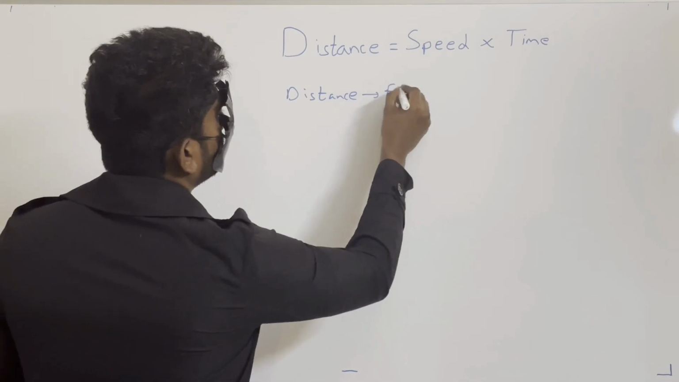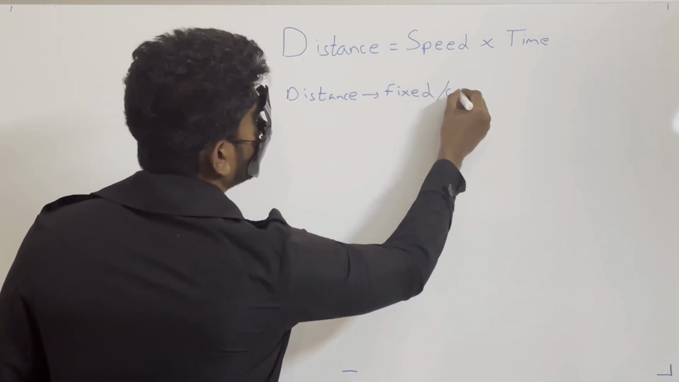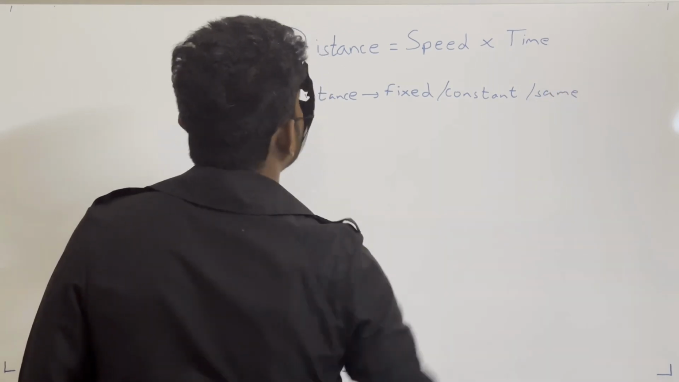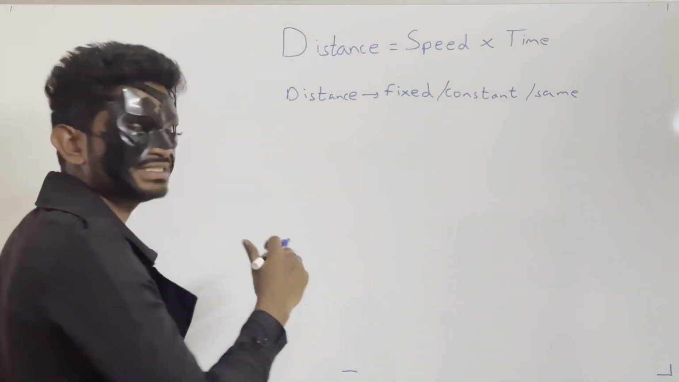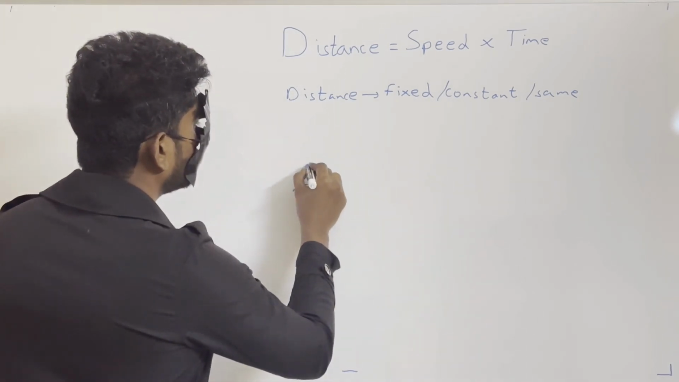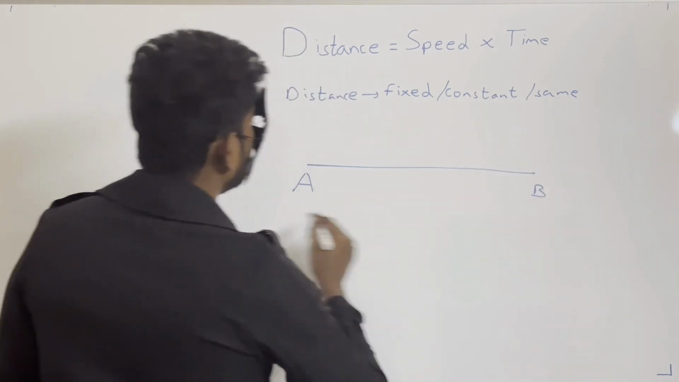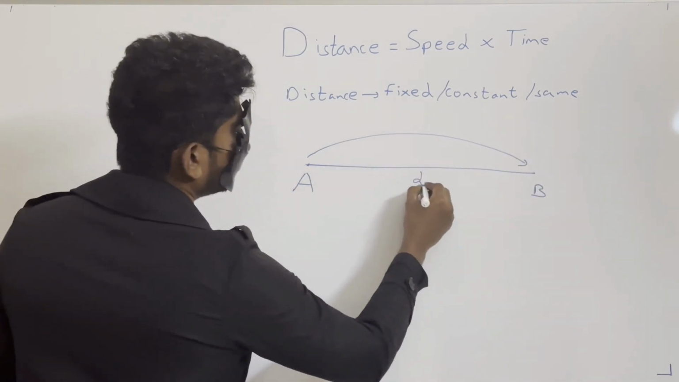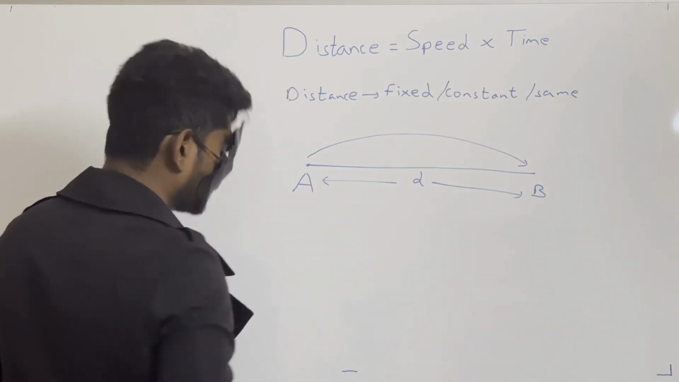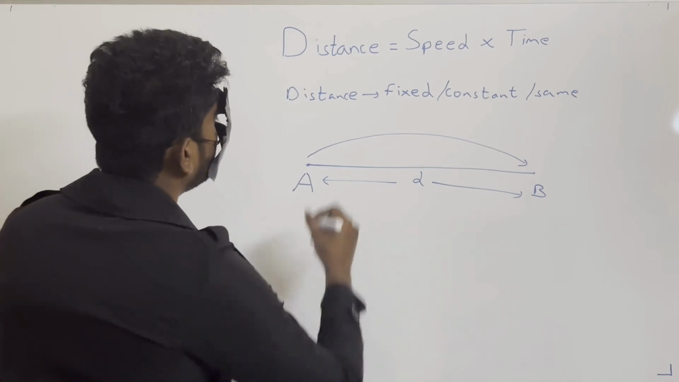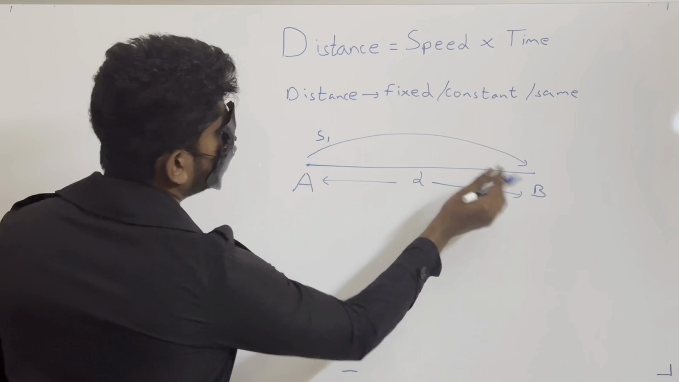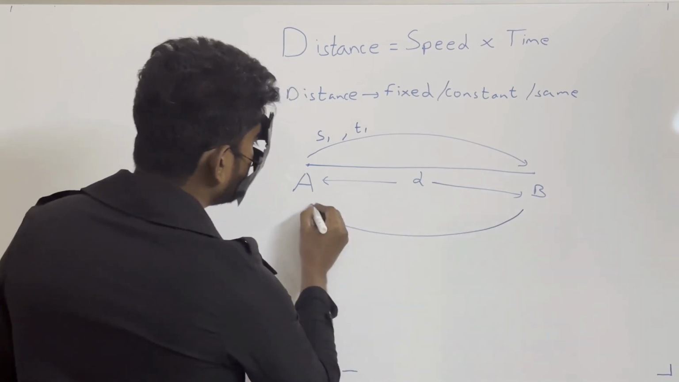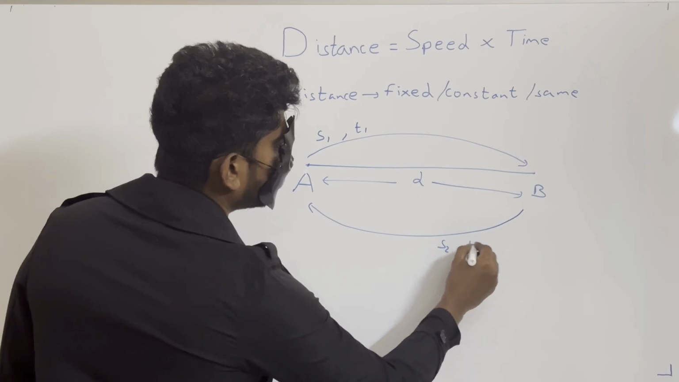So similarly, what I am trying to convey is when the distance is fixed, or constant, or the same, then I will tell you the scenario. Suppose from A to B, this distance is fixed. Let us take it to be D. You will be traveling from A to B with some speed, say S1, and the time taken from A to B is T1, and from B to A you will return with some speed, say S2, and time T2.